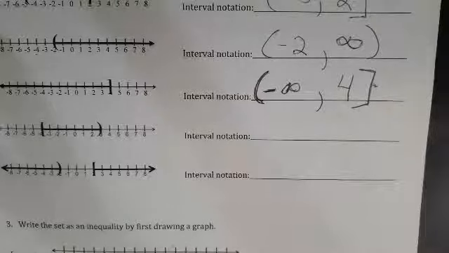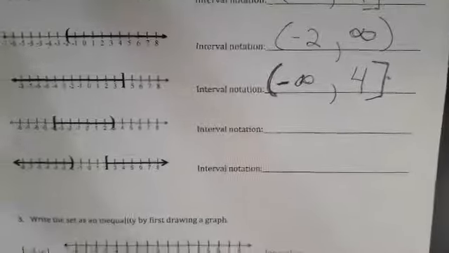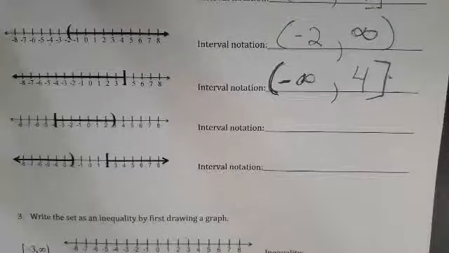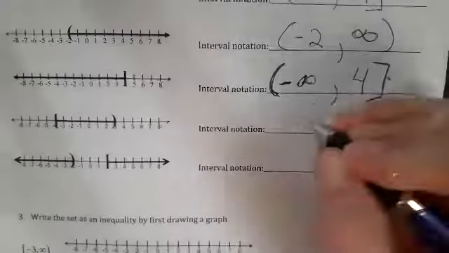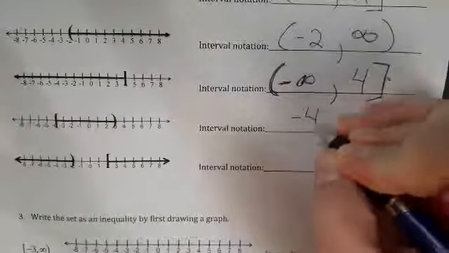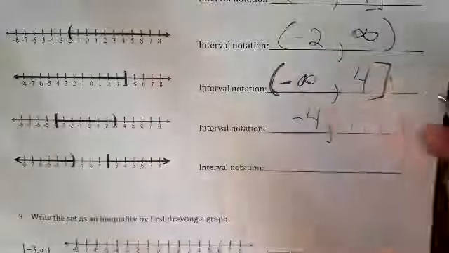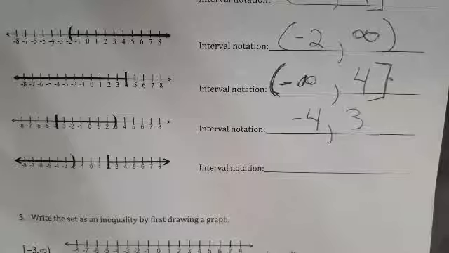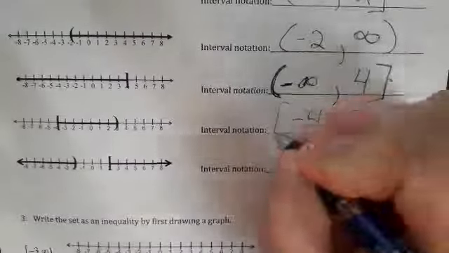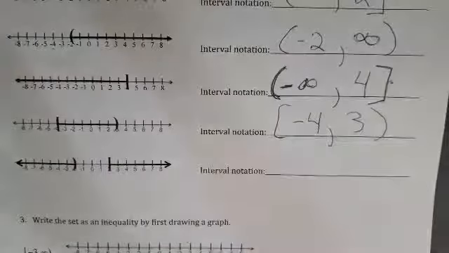And now interval notation for this one. So we're going leftmost, minus 4. We're going rightmost, 3. And now we put our brackets. Hard bracket, soft bracket, straight from the graph.